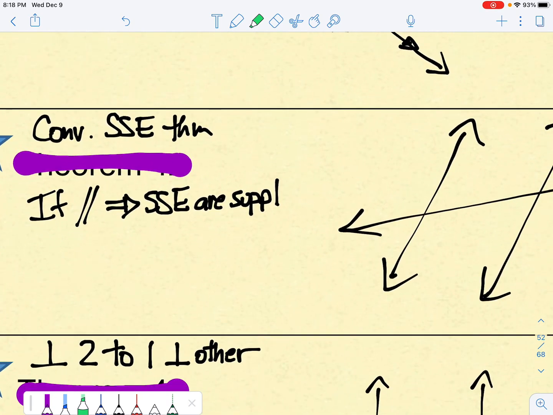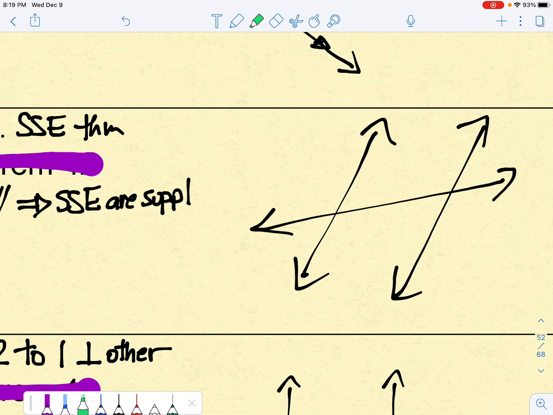And same side exterior. So again, this time we're on the outside, so that angle there and this angle here have to add up to 180 if, again, the lines are marked as parallel.